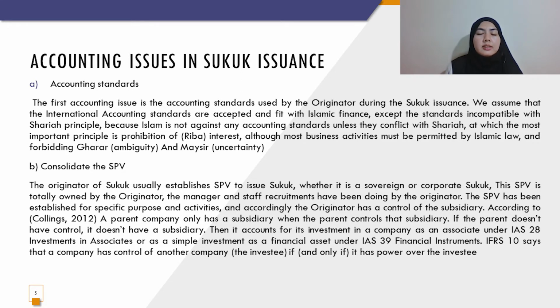There are a few sukuk accounting issues. The first accounting issue is the accounting standard used by the originator during the sukuk issuance. We assume that the international accounting standards are accepted and fit with Islamic finance, except where the standard is incompatible with Sharia principle, because Islam is not against any accounting standard unless they conflict with Sharia, of which the most important principle is prohibition of riba. Although most business activities must be permitted by Islamic law, it also forbids gharar and maisir.